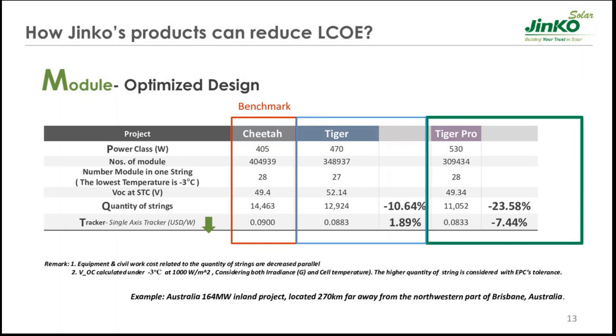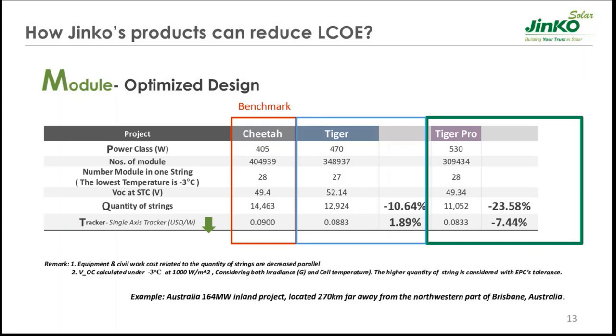Let's take an example in Australia, where we studied a 164 megawatt peak inland project. We designed in the same location with Tiger, with Tiger Pro and with Cheetah. So we just removed and designed again the same plot, but with a different module. Designing with Cheetah power class 405, we can create 28 modules in one string. With Tiger Pro, even if we are increasing the power output to 530, we can keep the same number of modules in one string. This is very important because we can create the same strings, but definitely we will have a different quantity of strings.